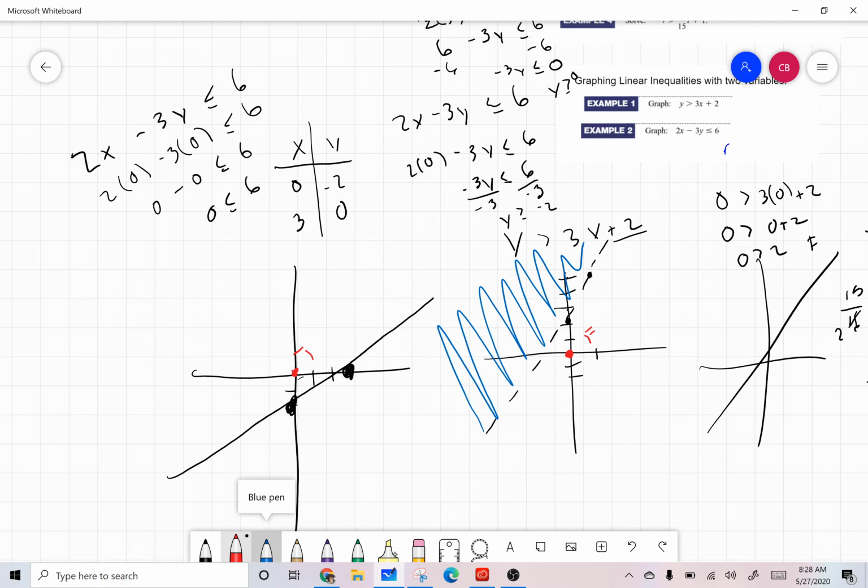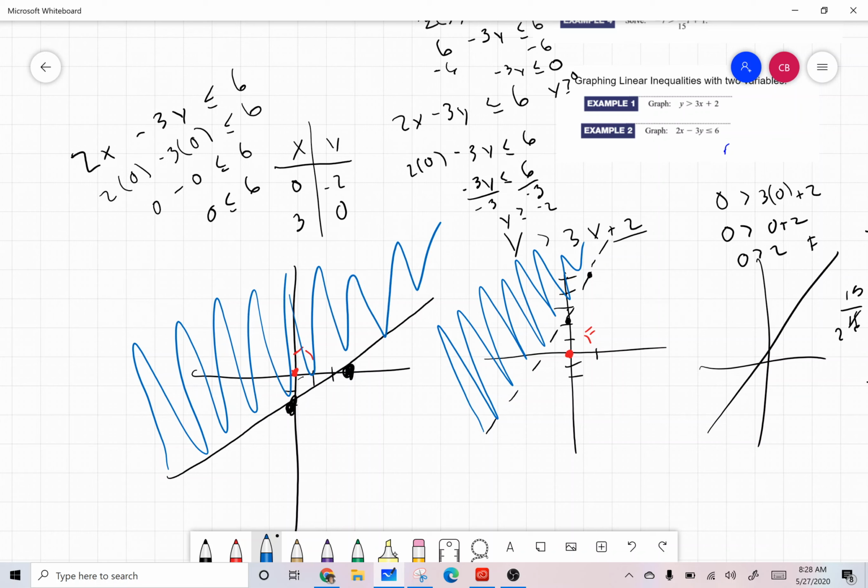So if this is true, then I shade this side of the line because it's the true side, and we're good to go. So notice that here this was false, so I did not shade that side. Here it's true, so I did shade that side.